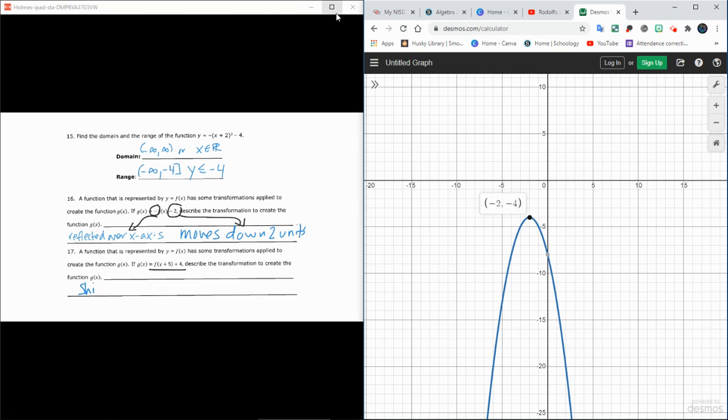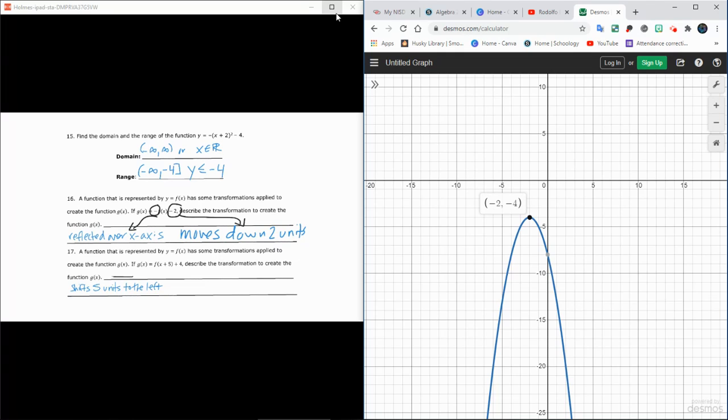Shifts 5 units to the left. To the left, to the left. Sorry. Move the function 5 units to the left.